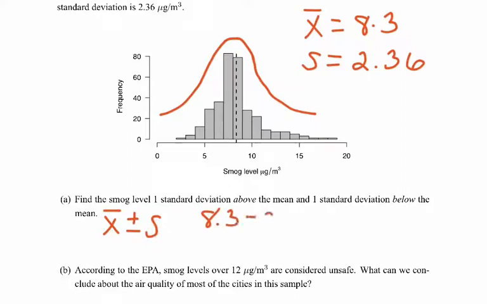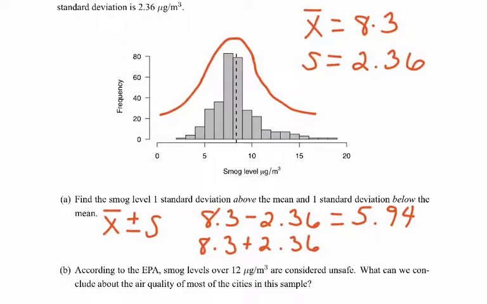So let's do the lower bound first. 8.3 subtract 2.36 gives us a value of 5.94, and then 8.3 plus 2.36. Remember the mean is somewhere in the middle, actually that's where this line is, that's 8.3, and then the upper limit would be 8.3 plus 2.36, which is 10.66.